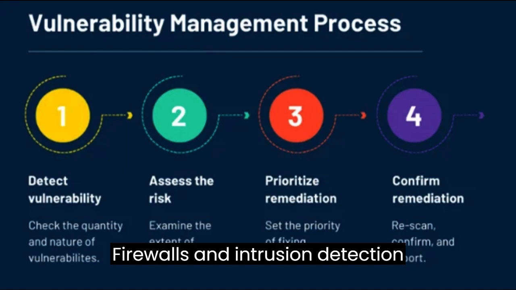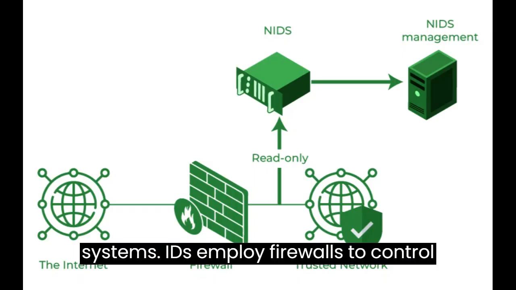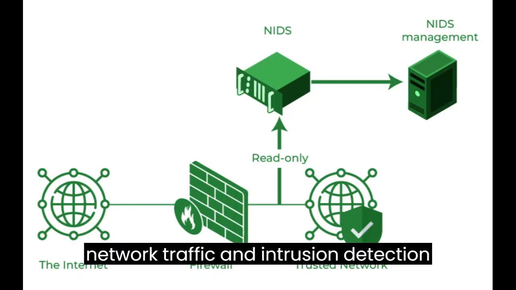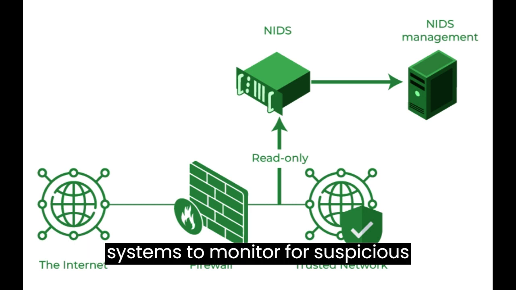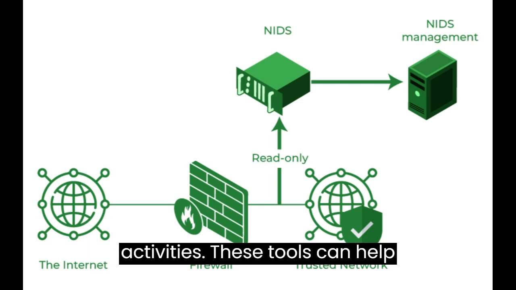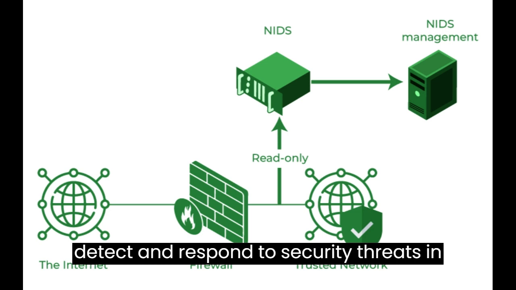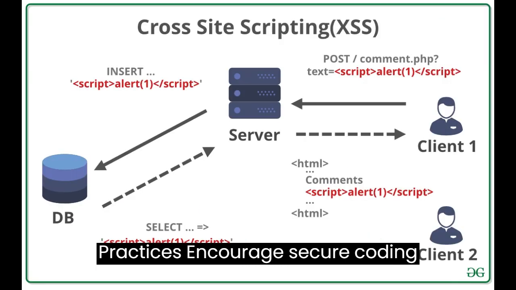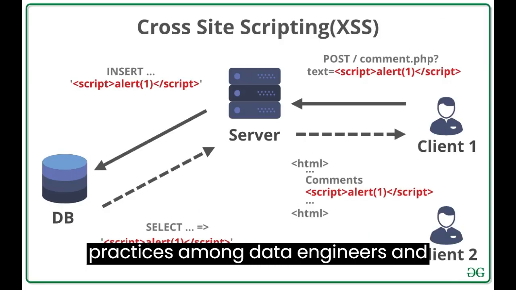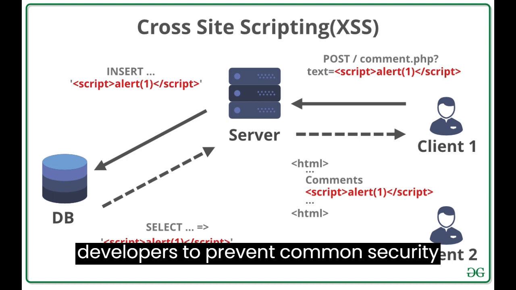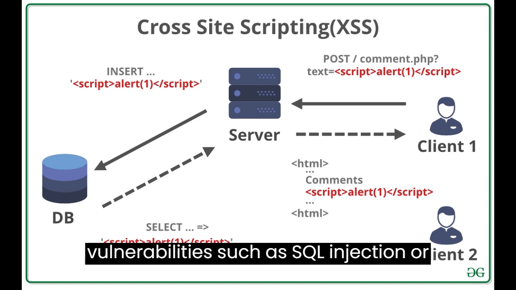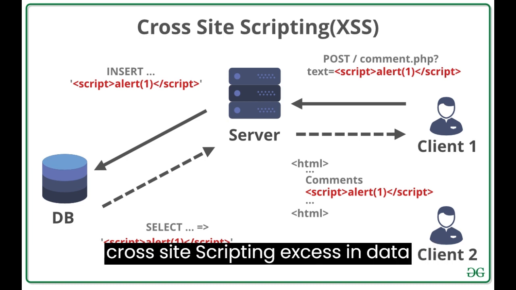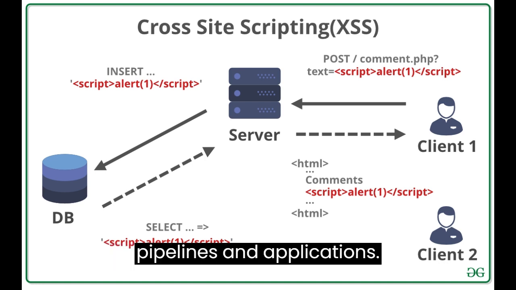Firewalls and intrusion detection systems, IDS. Employ firewalls to control network traffic and intrusion detection systems to monitor for suspicious activities. These tools can help detect and respond to security threats in real time. Secure coding practices. Encourage secure coding practices among data engineers and developers to prevent common security vulnerabilities, such as SQL injection or cross-site scripting, XSS, in data pipelines and applications.